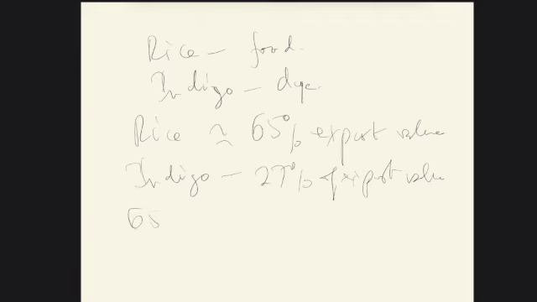So combine 65 plus 27, we're looking at about 92% of the entire colony's export was rice or indigo based. So two products generated roughly 92% of South Carolina's export economy. That was serious. Imagine if two industries produced more than 90% of your state's economy today. If those industries disappear, the entire economy will be gone. That helps us understand why the decision to support independence was such a gamble for South Carolina.